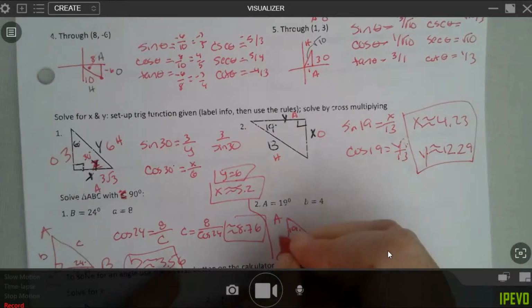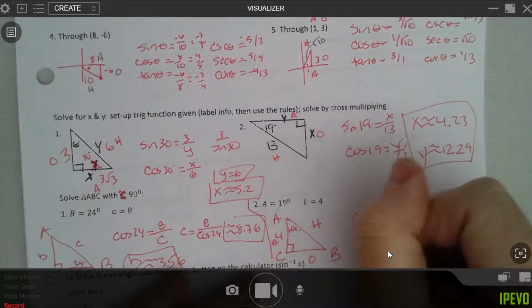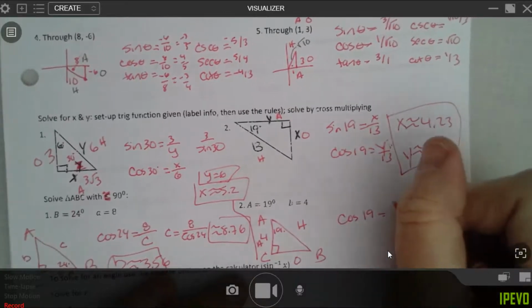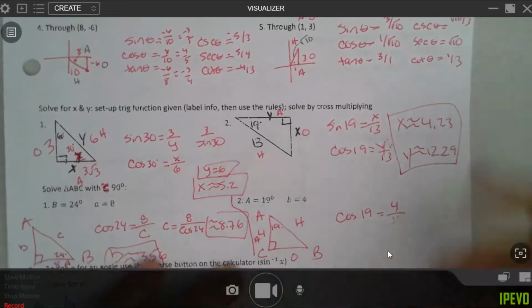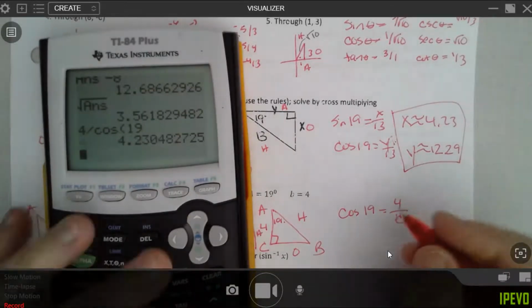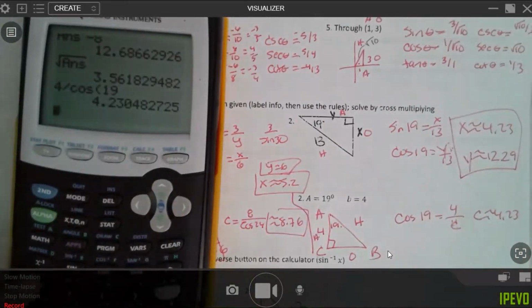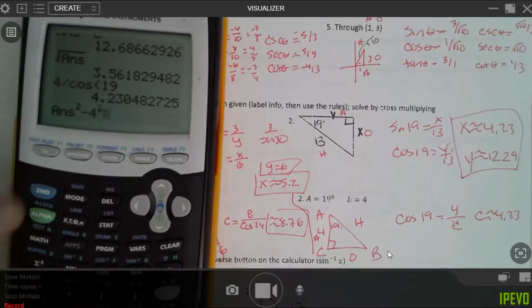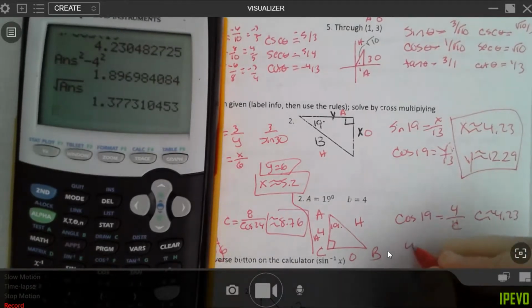This is 19 and this is 4. So again, I have adjacent. So I could do cosine of 19 equals 4 over my h, which is little c. It's going to be a division problem again. So 4 over cosine of 19. So c is about 4.23. And then I'm going to show you if I do it this way, minus 4 squared, square root that answer, little a is about 1.38.